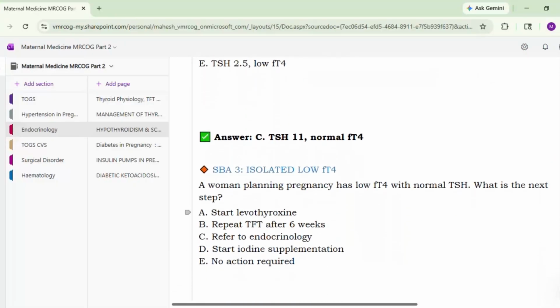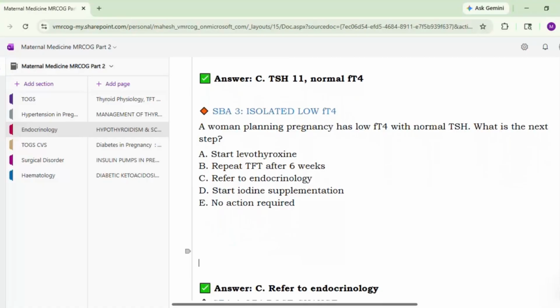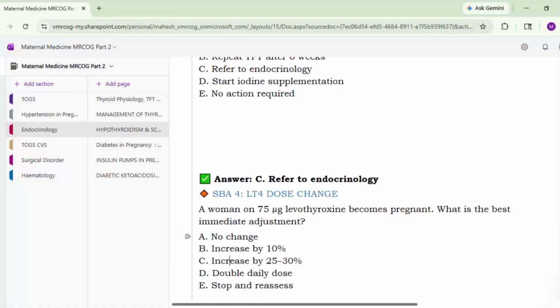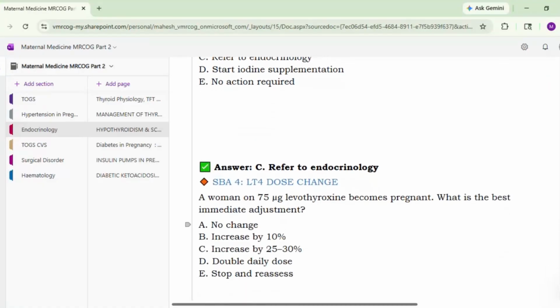Next. A woman planning pregnancy has low free T4 with normal TSH. What is the next step? The next step is to refer to endocrinology. Yes. This is the only condition where you refer to the endocrinologist, because she has got a low T4 but normal TSH. Okay, you got this particular point. Refer to endocrinology. And sometimes they pick up such a small topic only and put the question.